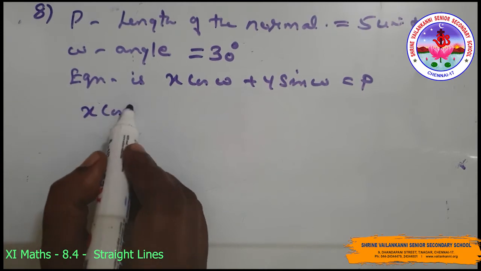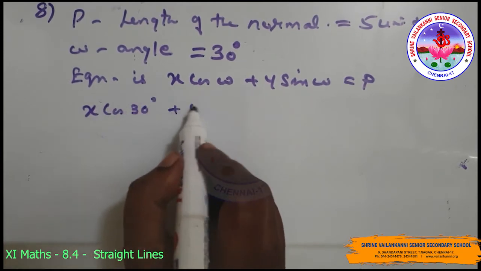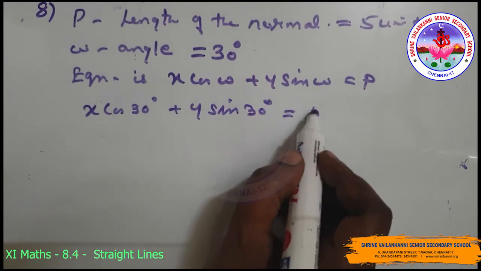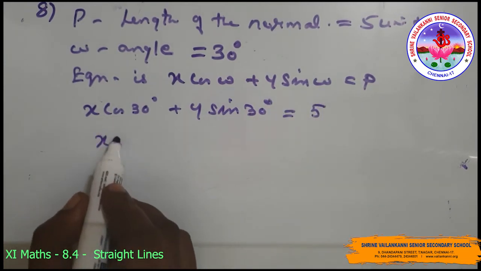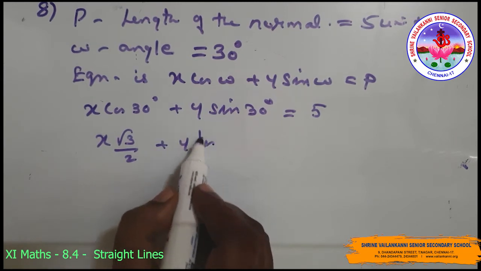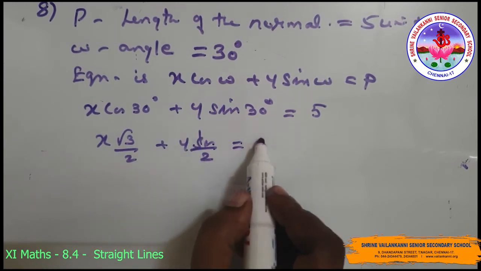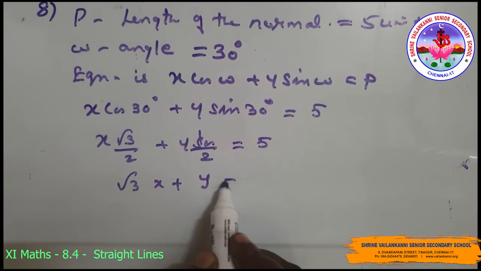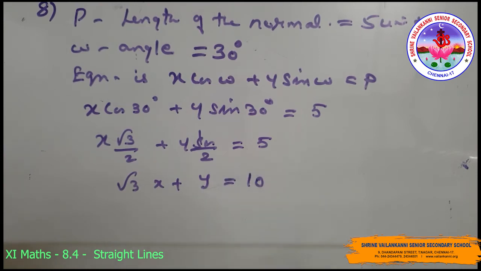So x cos 30 degrees plus y sin 30 degrees equal to 5. Cos 30 is root 3 by 2, sin 30 is half, which is equal to 5. So root 3 x plus y is equal to 10, which is the equation in normal form.